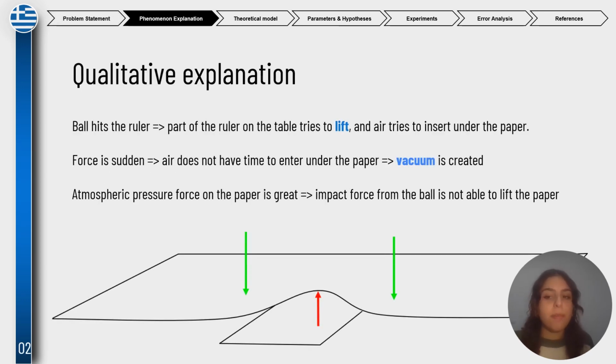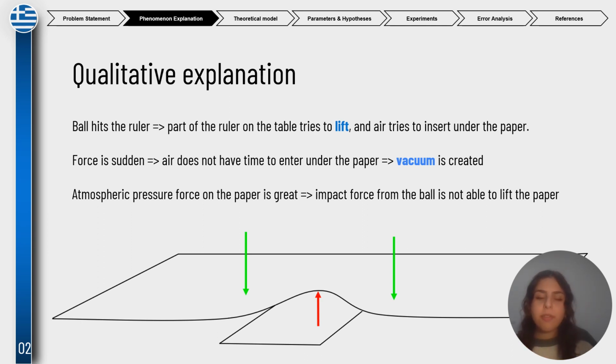When the ball hits the ruler, the part of the ruler on the table tries to lift, and the air tries to insert under the paper. Since the force is sudden, the air does not have enough time to enter under the paper, and a vacuum is created. The atmospheric pressure force on the paper is great, and thus the impact is not enough to compensate and lift the paper.